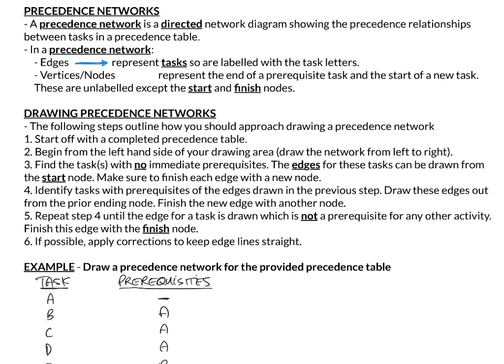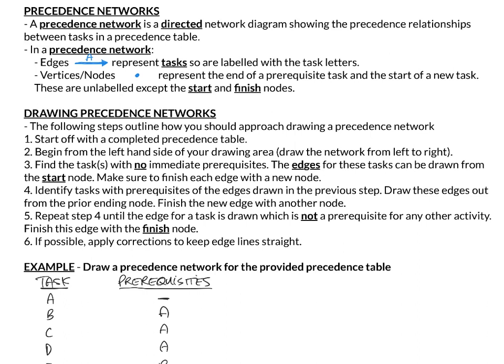Edges represent tasks, so they're labeled with task letters. So, for example, capital A. Vertices, or nodes, which are just the dots, represent the end of a prerequisite task and the start of a new one. So the vertices happen at the end of a task, which is the start of another. So they're between these arrowheads, basically. These vertices and nodes are unlabeled except for the very first one, the start node, and the finish node to indicate when the project has started and finished.